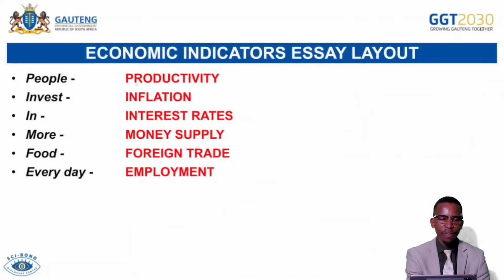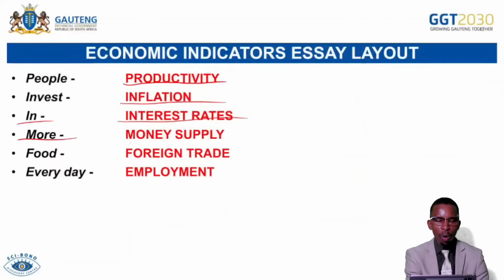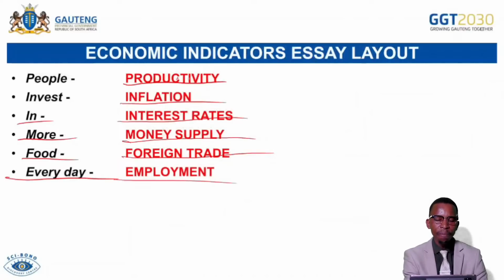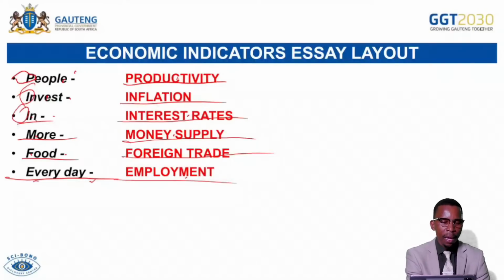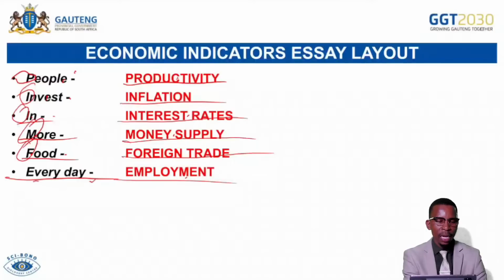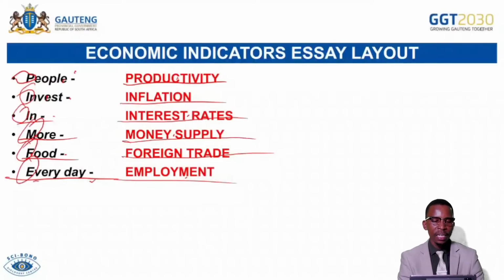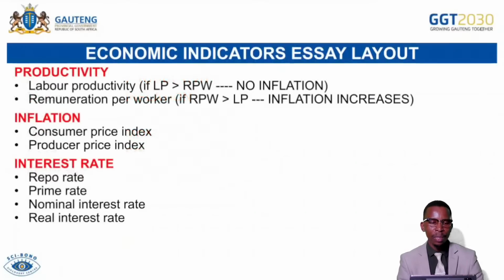So we say productivity, inflation, interest rate, money supply, foreign trade, and employment. People invest in more food every day. Productivity is P, inflation is I, interest rate is I, M is money supply, food is foreign trade, every day is employment. That's how simple it can be.